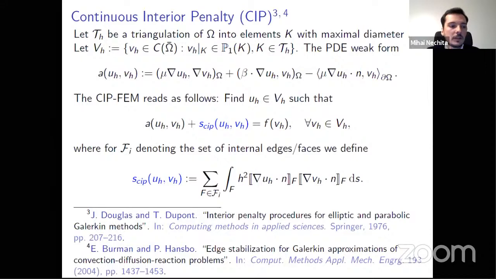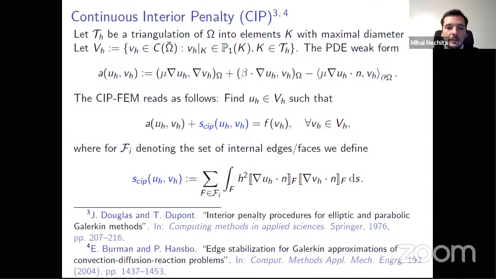So now let's assume a discrete setting in which we have a triangulation of our domain into some finite elements, and we consider the simple space of piecewise affine functions, and the weak form of the PDE, we define it through this bilinear form A in the standard way. Now, the idea of stabilization is to add an extra term to the weak formulation of our problem, which would be A(u_h, v_h) equals F(v_h).